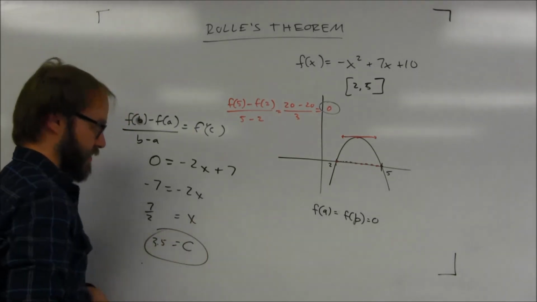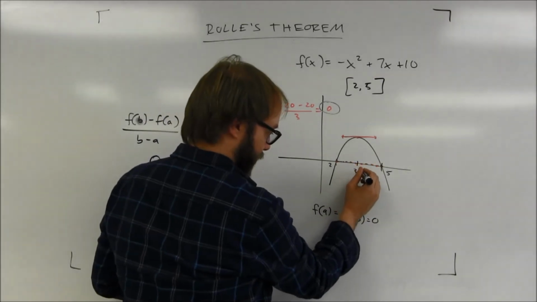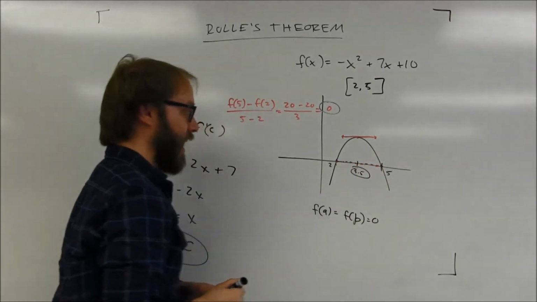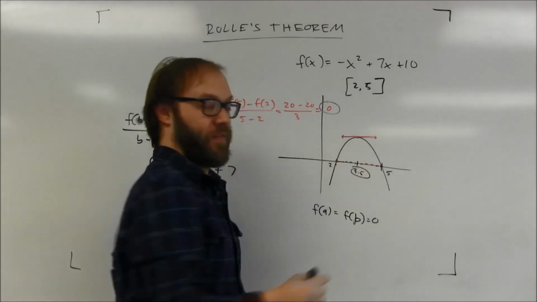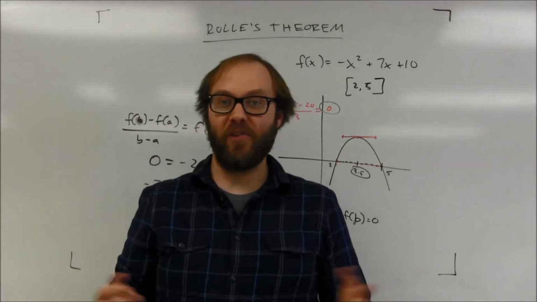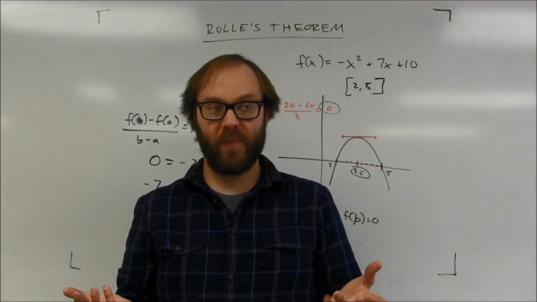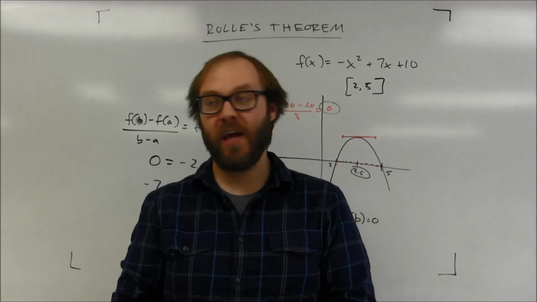I like 7 halves actually. But what that says is that 3.5, which by the way in this particular graph is exactly halfway between 2 and 5, you're going to have that point where the slope of that tangent line is horizontal. Okay? Forrester's going to have you do quite a few problems where you just see whether or not the mean value theorem or Rolle's theorem applies.